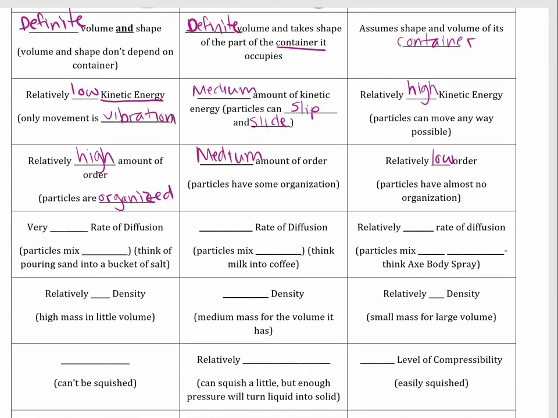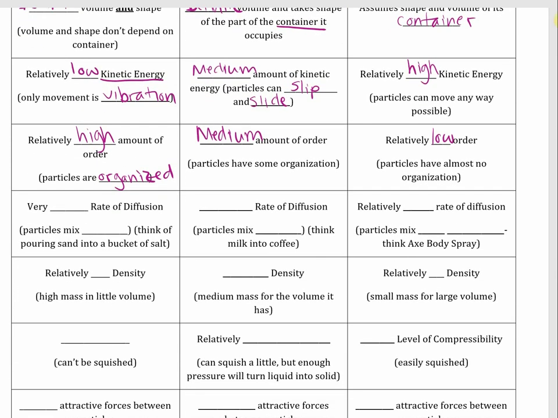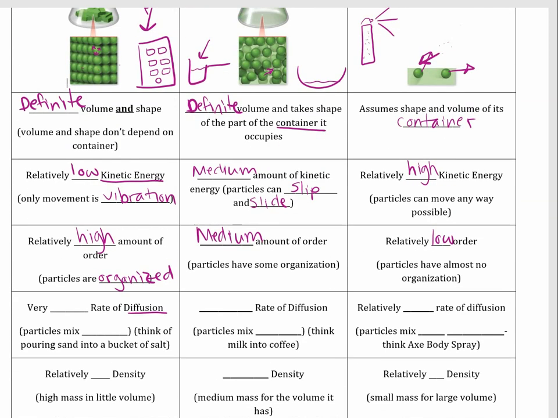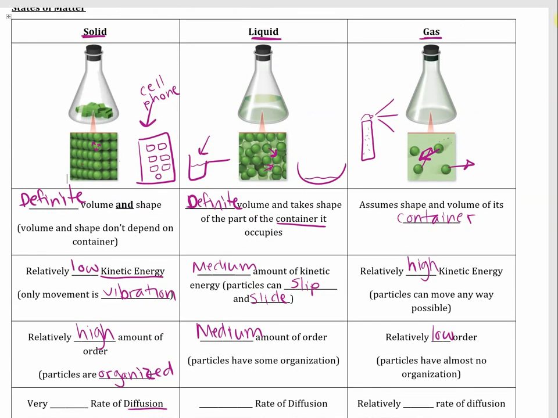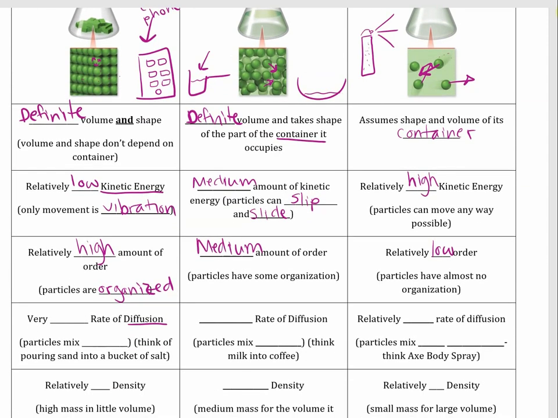The next thing we need to talk about is rate of diffusion. Diffusion is how quickly your particles spread out and move around. So again, think about your cell phone. When you set your cell phone down on the table, it doesn't evaporate. It doesn't disappear because all of its particles have gone different directions. Your solid particles don't spread out. They have a very low rate of diffusion. The particles mix very slowly.